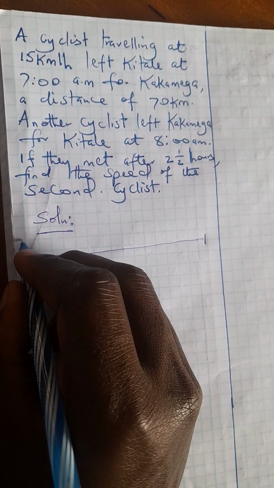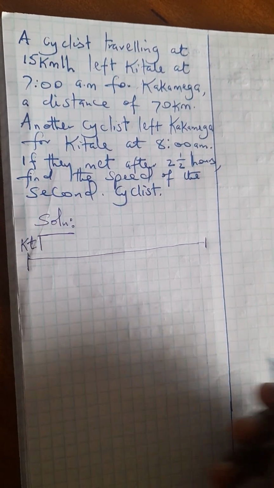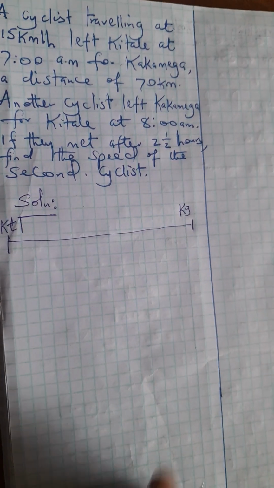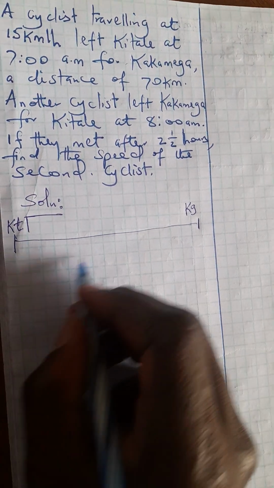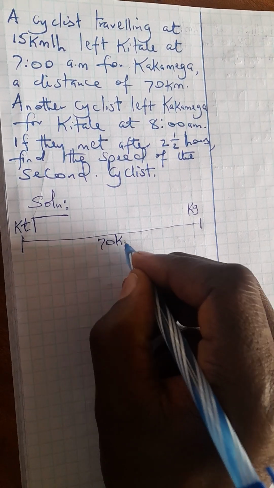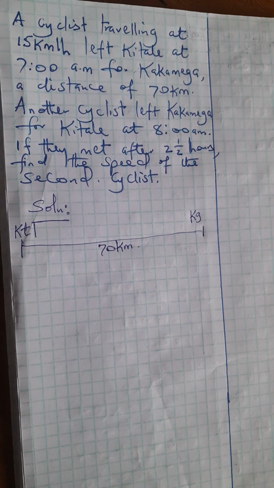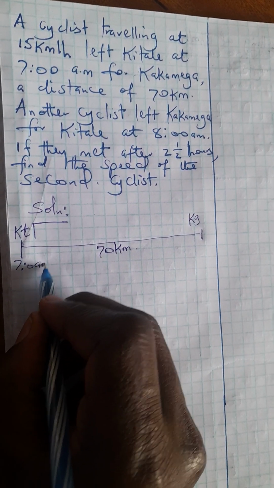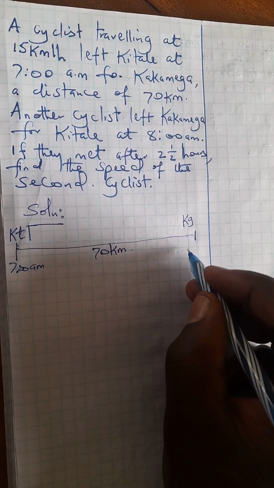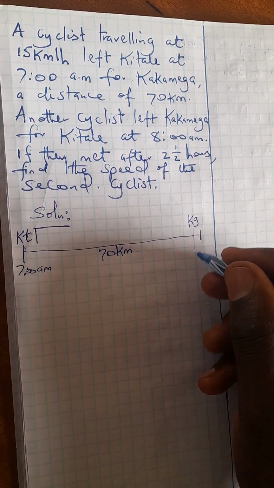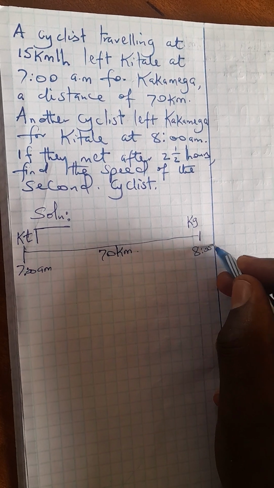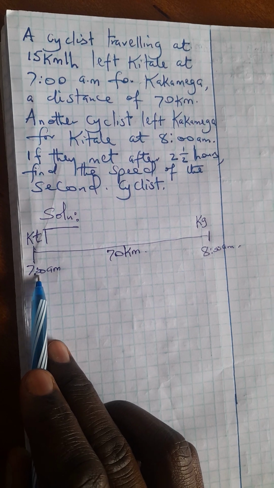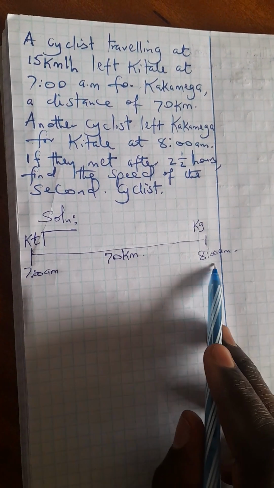One point is Kitale, another point is Kakamega. So the distance between Kitale and Kakamega is 70 kilometers. The one who begins from Kitale starts the journey at 7 a.m. The one from Kakamega starts the journey at 8 a.m. So meaning this one starts the journey 1 hour earlier than this. The difference in time is 1 hour.